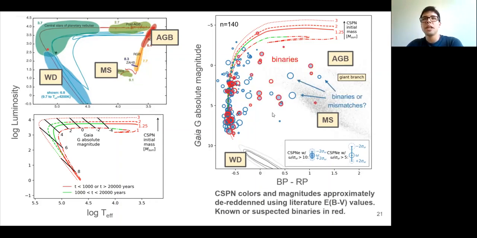And indeed, if we compare to a literature list of binaries, many of them are in fact binaries. And here I'm using quite a broad definition of binaries, including also some objects where all that's been observed is infrared excess.